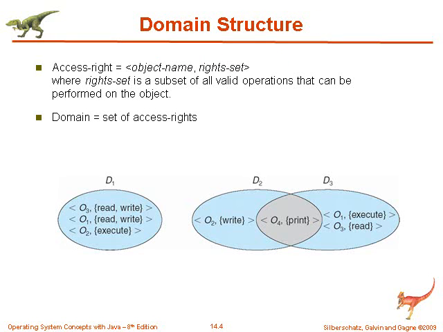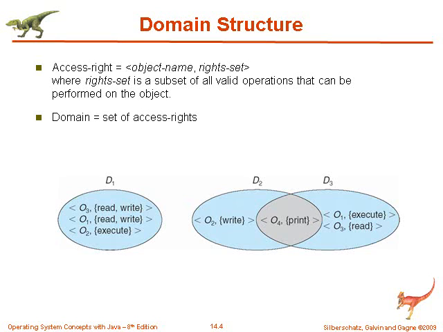A system is a collection of processes and objects, both hardware and software objects. Every object has certain operations that can be performed on it. For example, a file can be created, deleted, read, written, executed, and so on. With respect to a given object, a process can have certain access rights which define, out of the set of all possible operations on an object, which ones this process is allowed to do.